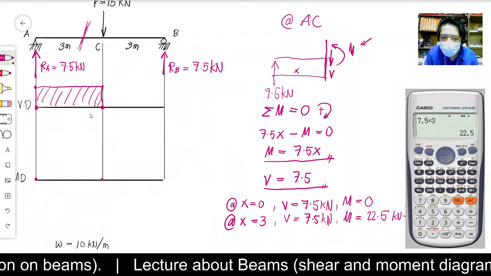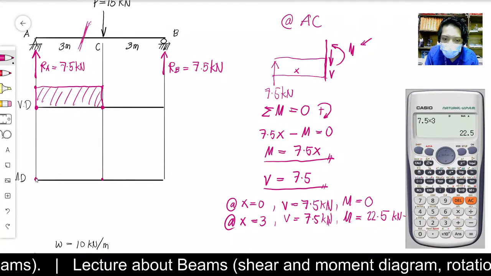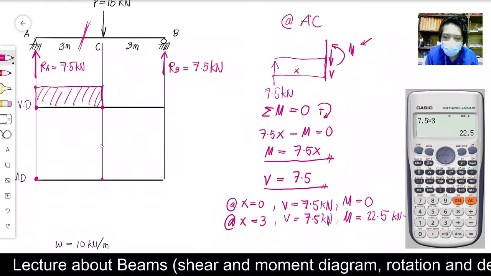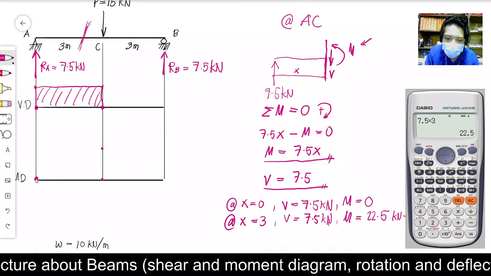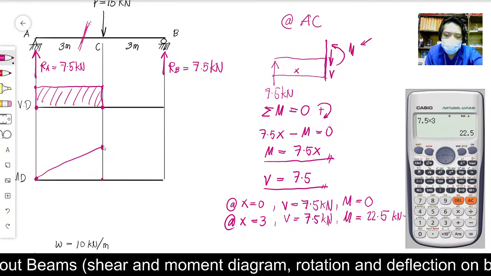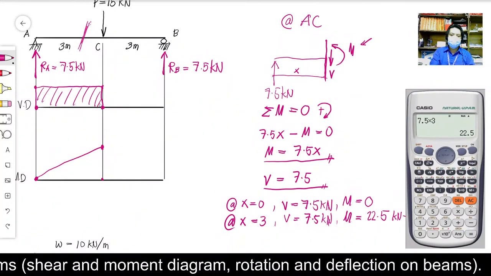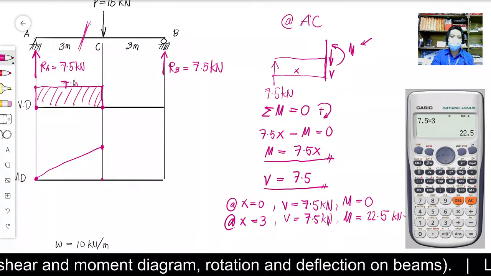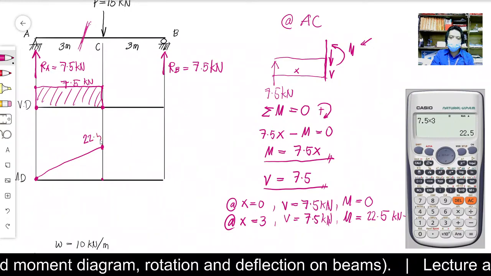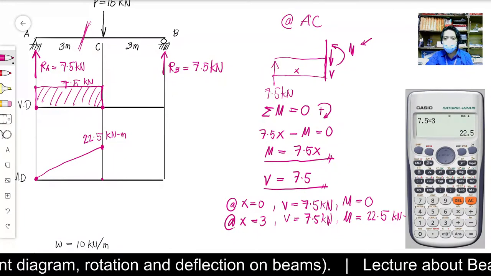For the moment diagram, at point A, at x equal to 0, your moment is 0. So it's here. And at x equal to 3, your moment is equal to 22.5, somewhere here. So it's a straight line from here to here. This is 7.5 kilonewton, and this one right here is 22.5 kilonewton meter.